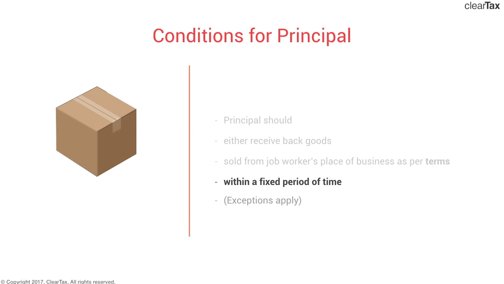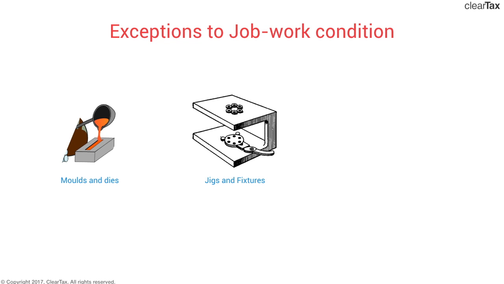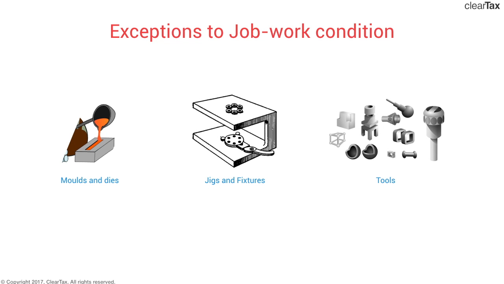What is the exception? Simple one. This is an exception related to molds and dies, jigs and fixtures, and tools. If these are sent by the principal to the job worker, then there are no conditions attached. He can very well go ahead and claim input tax credit. He need not receive these goods back. It's not possible also to receive these goods back. They would wear and tear within 3 years. They are basic manufacturing equipments.